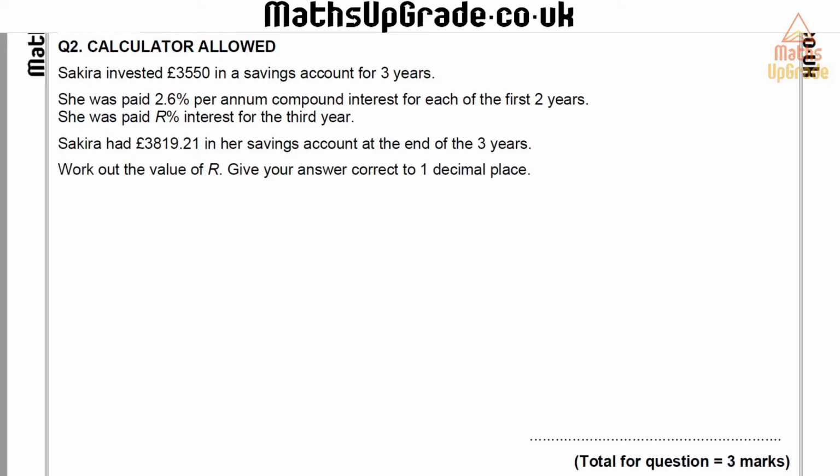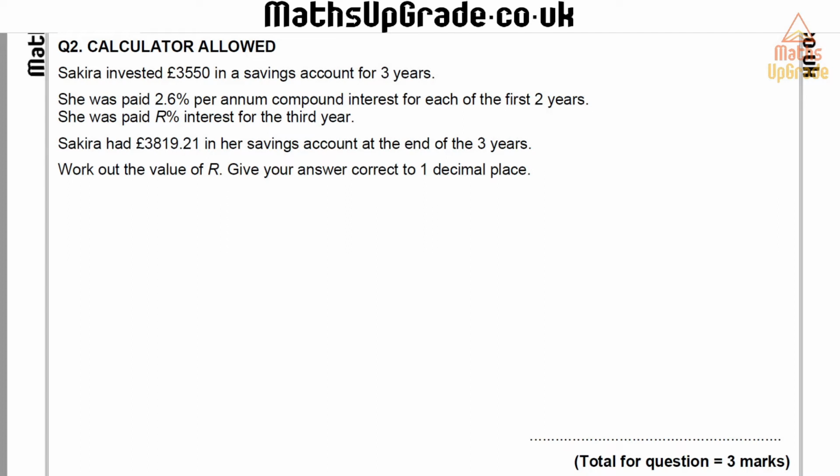In question 2, I'm told that Sakira invested £3,550 in the savings account for 3 years. She was paid 2.6% per year compound interest for each of the first 2 years. She was paid R% interest for the 3rd year. She had £3,819 in savings account at the end of those 3 years. Work out the value of that interest rate for the 3rd year. Give your answer correct to 1 decimal place. So this question is 3 marks.